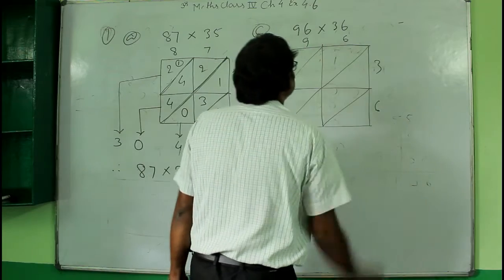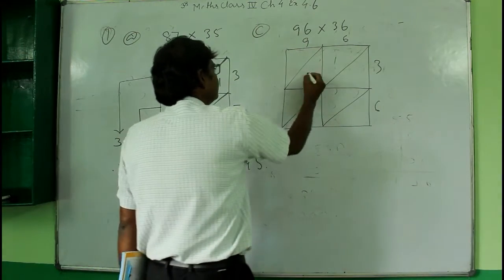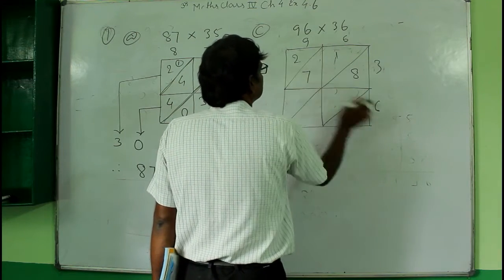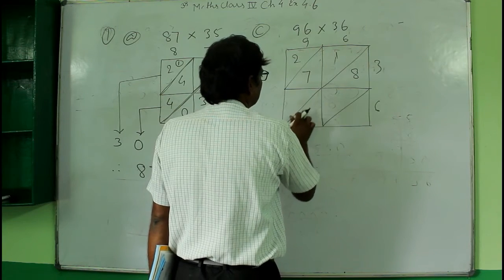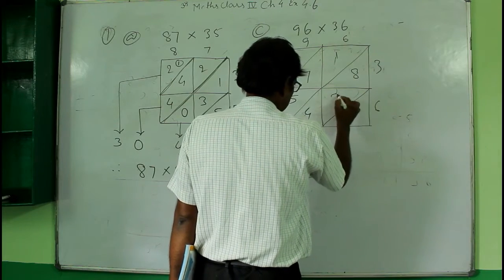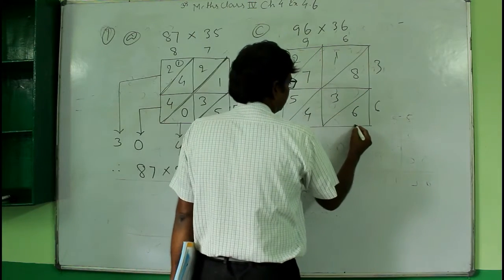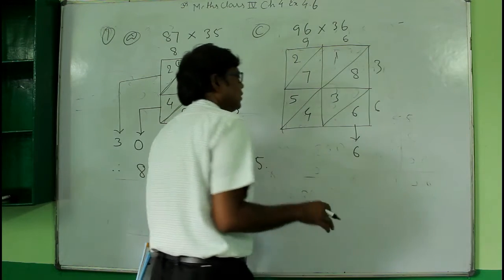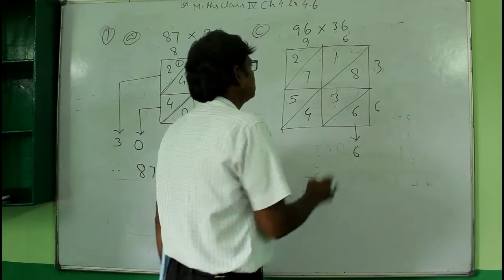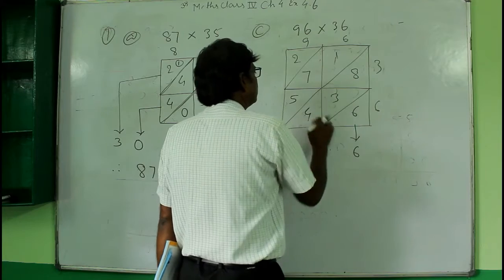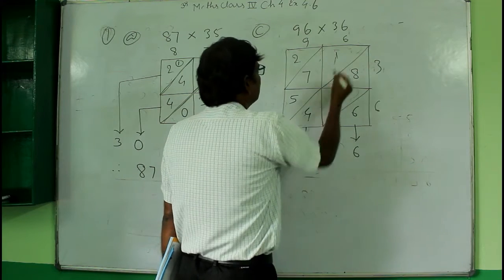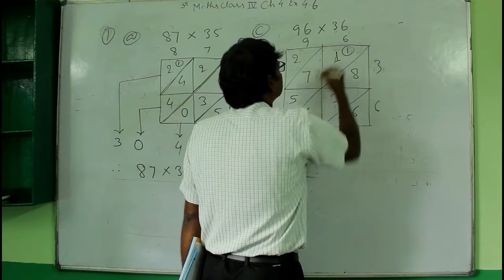Then 9 times 3 is 27, 6 times 3 is 18, so write 8 and 1 here. Then 9 times 6 is 54, so write 5 and 4 here, and 6 times 6 is 36, so 6 is here and 3 is here. Now the ones place will be 6. Then next is 8 plus 3 plus 4. 8 plus 4 is 12 and 12 plus 3 is 15. So write 5 here and carry 1 to this place.